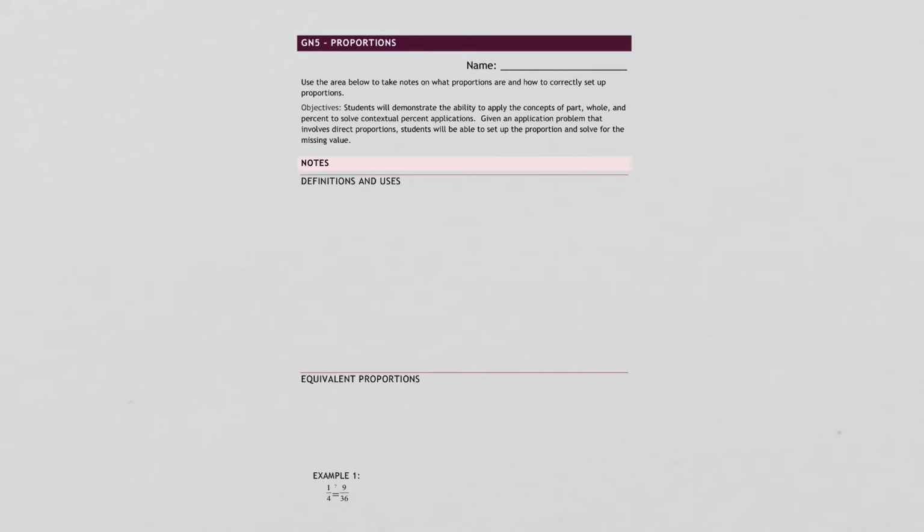Hi, this week we're going to begin by looking at proportions, and we've already talked about proportions a little bit with percents. But let's look at some examples here. So example 1, what this is saying is we want to find out, is 1/4 equal to 9/36?